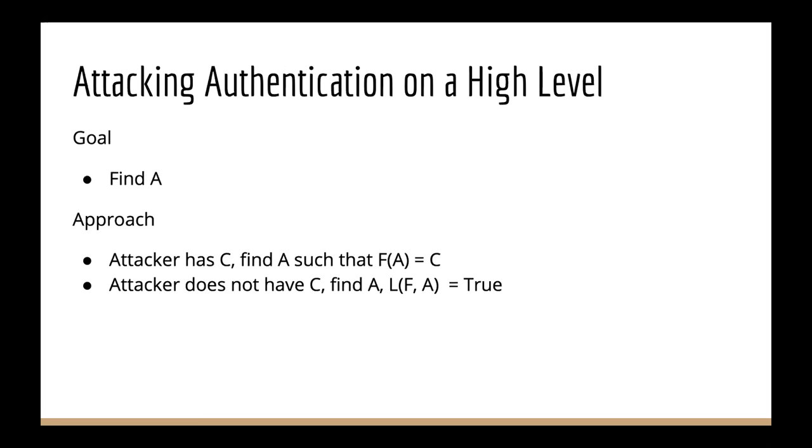So how can you attack authentication on a high level? The goal for the attacker is to find A, your password, in plain text. There are two different approaches you can take. Either the attacker has the C, the hash that's stored, or the attacker does not have C. In the case where the attacker has the hash, you need to find A such that when it's put in the encryption algorithm, it maps to C.